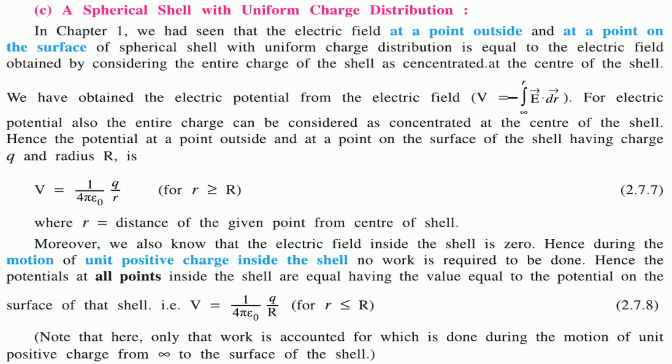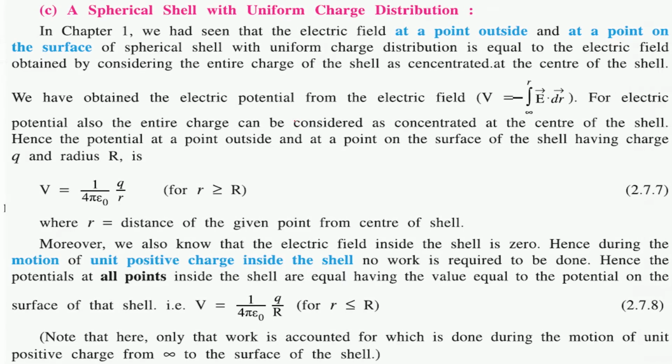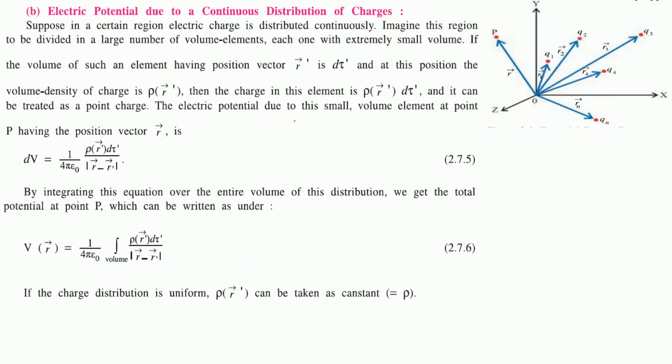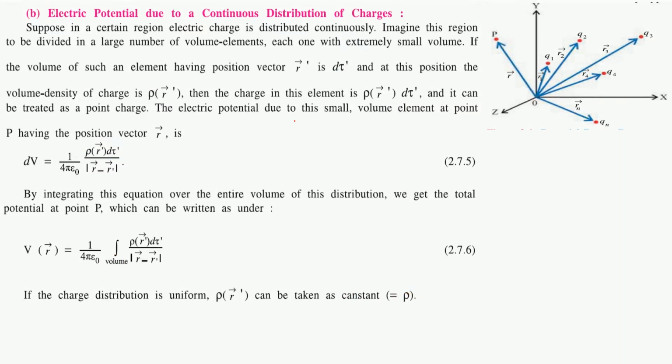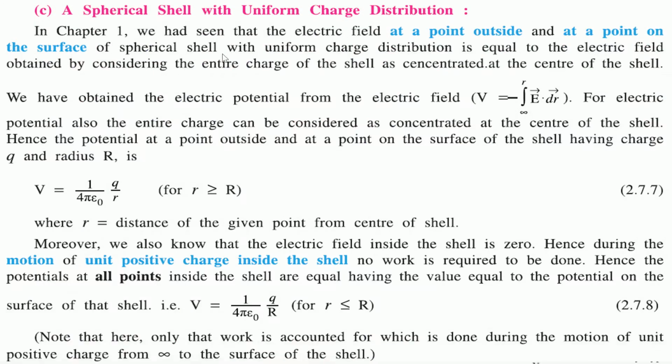A spherical shell with uniform charge distribution. We have just seen the electric potential due to continuous distribution of charges. Now a spherical shell with uniform charge distribution. So if we have a spherical shell with uniform charge distribution, how to go about the potential?